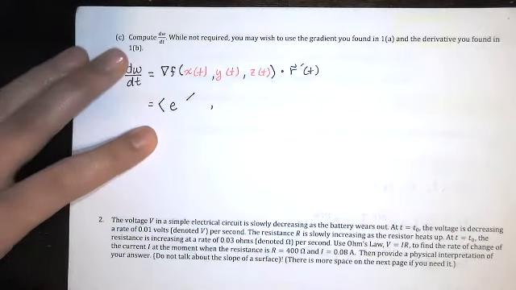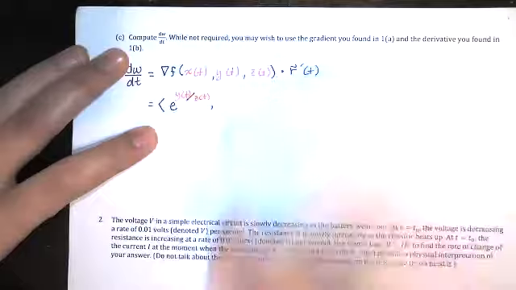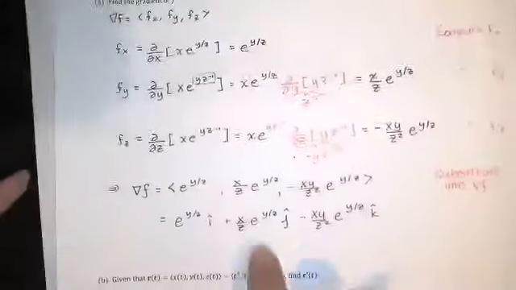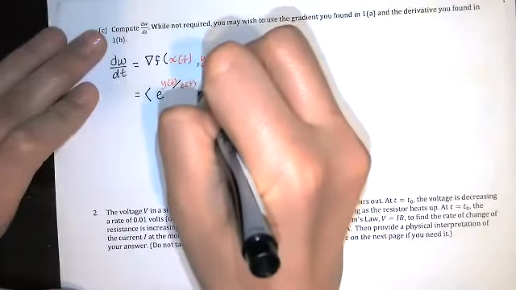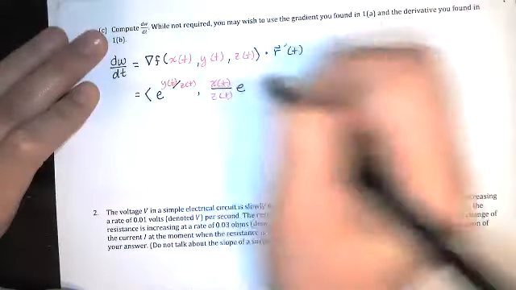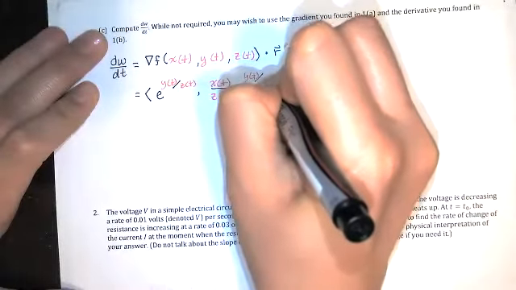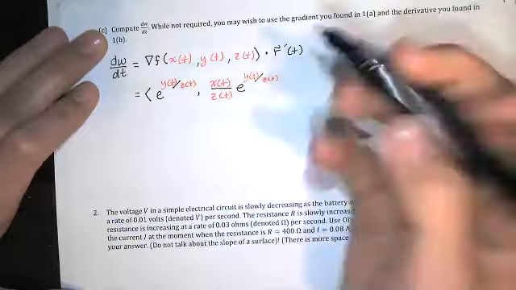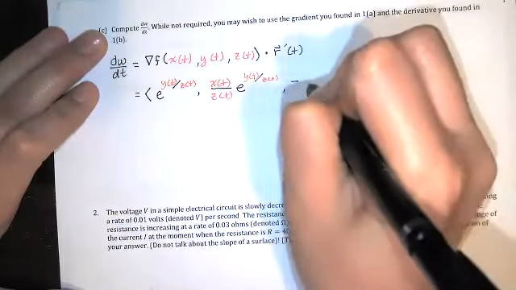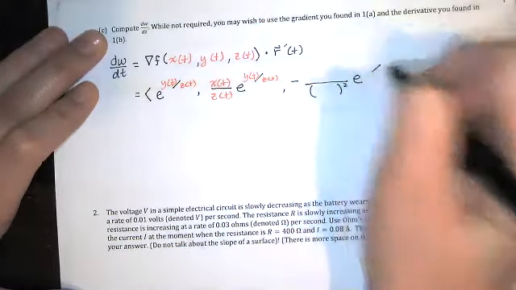Forget what it was. It was y of t over z of t. And we've got x over z and negative xy over z squared. Okay. We've got x of t over z of t times e to the y over z. And then we have negative x times y over z squared times e to the y over z.